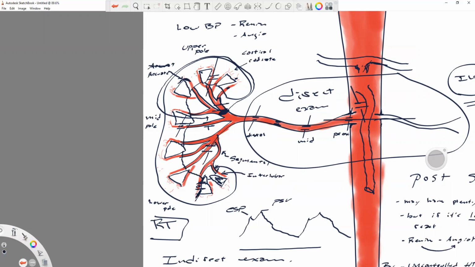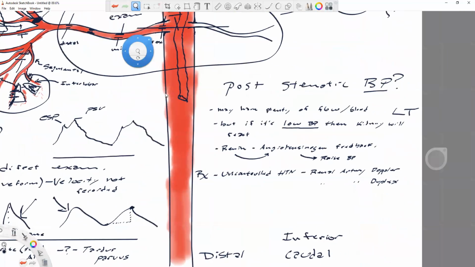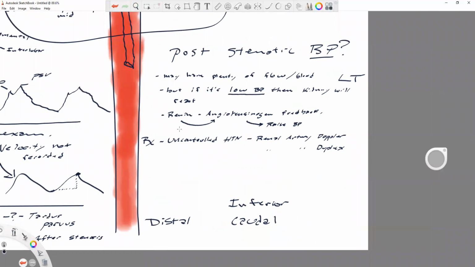But the kidney up here continues to see low blood pressure because no matter how high the pressure is here, it always ends up low after going through the stenosis. And so this one third of this kidney continues to see low blood pressure. It continues to cause the renin-angiotensinogen loop to occur, which continues to cause high blood pressure, which is why we see a script, renal artery Doppler, renal artery duplex. Why? Uncontrolled hypertension.